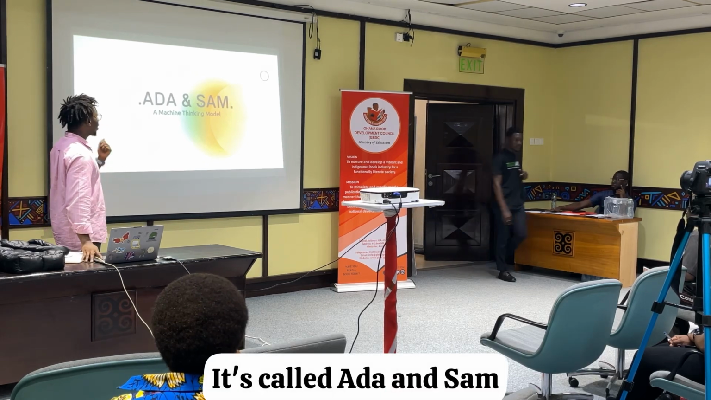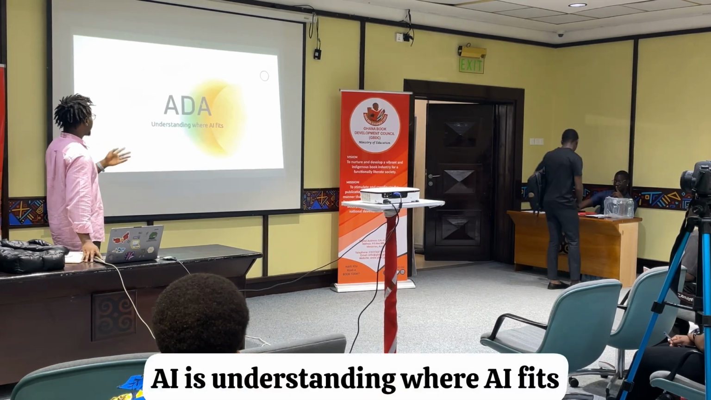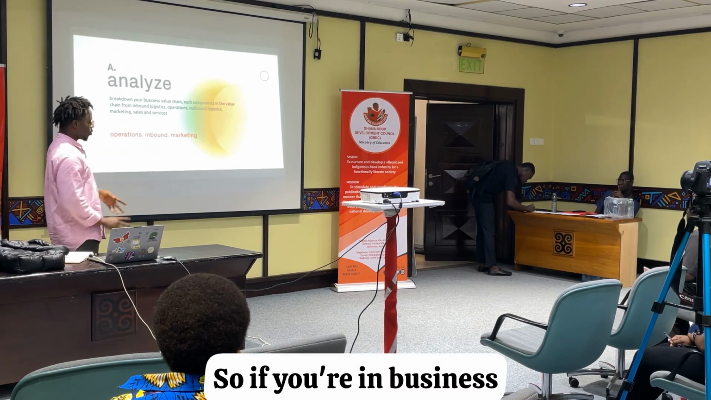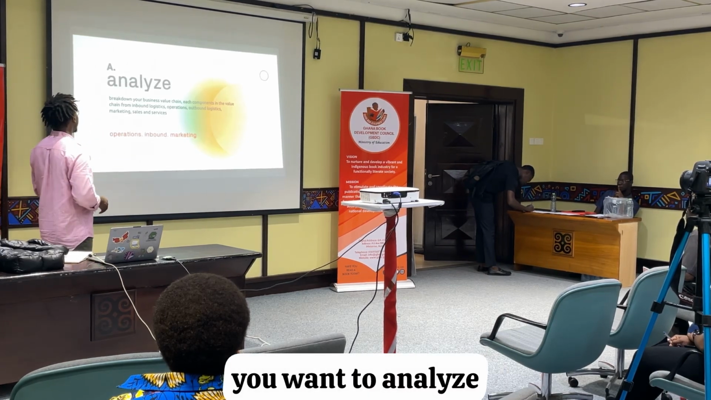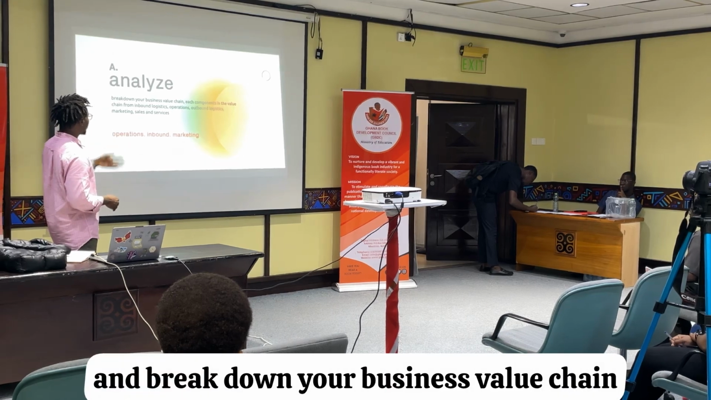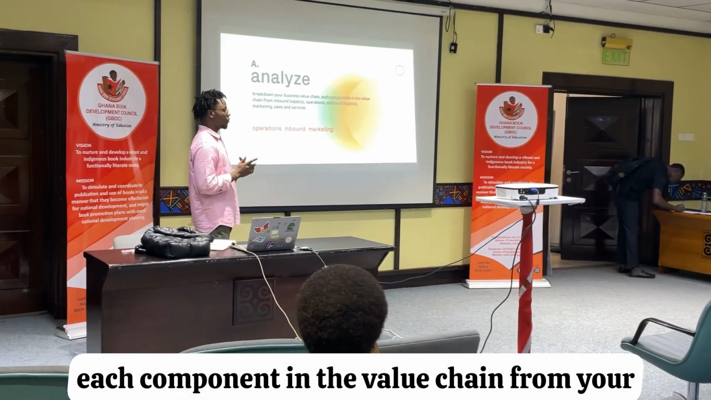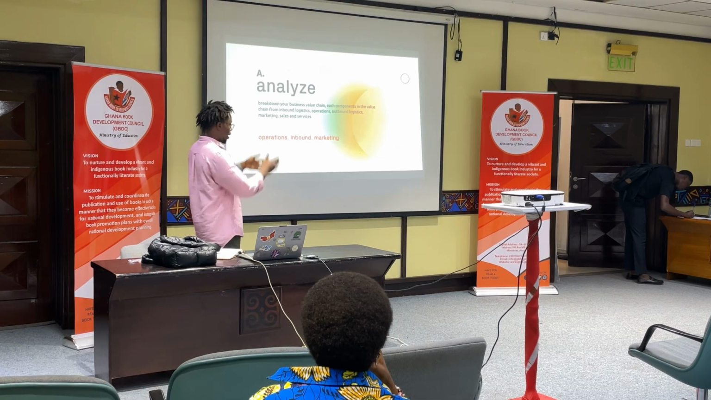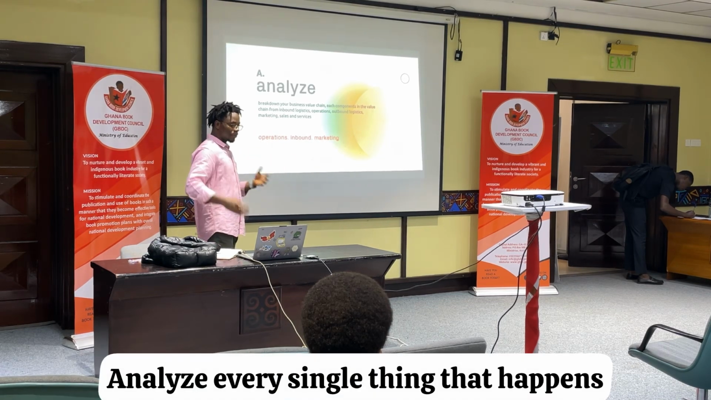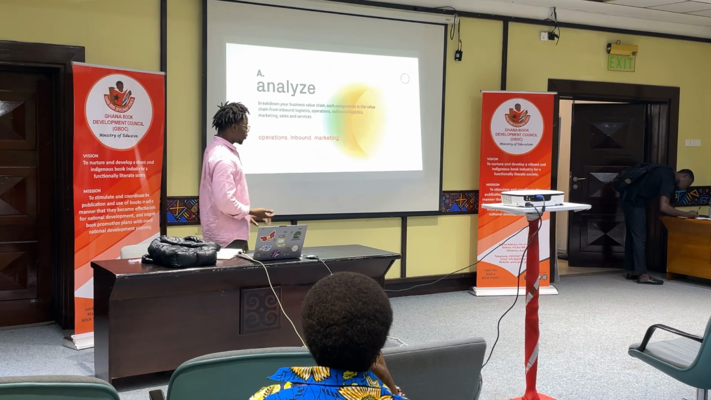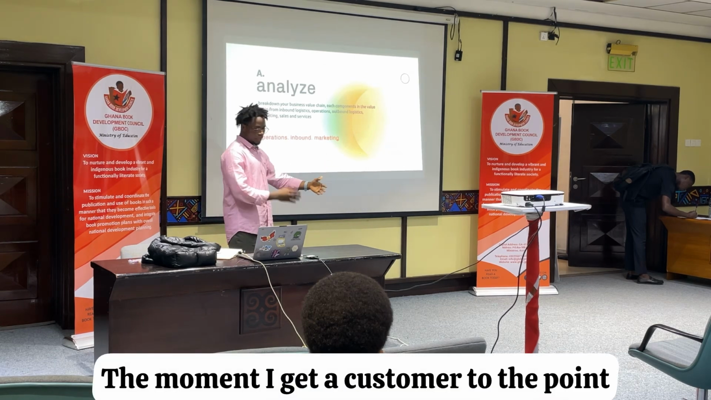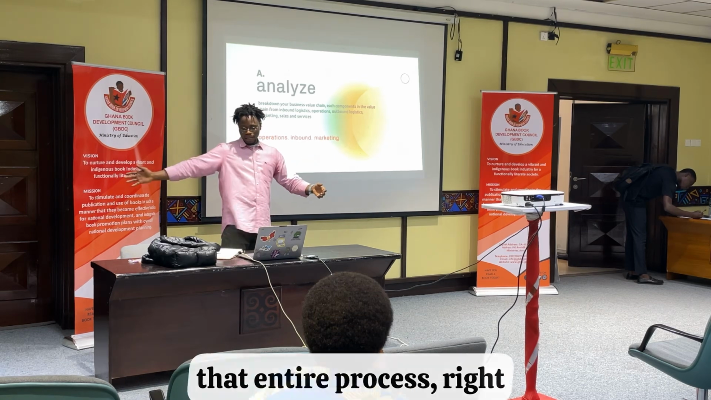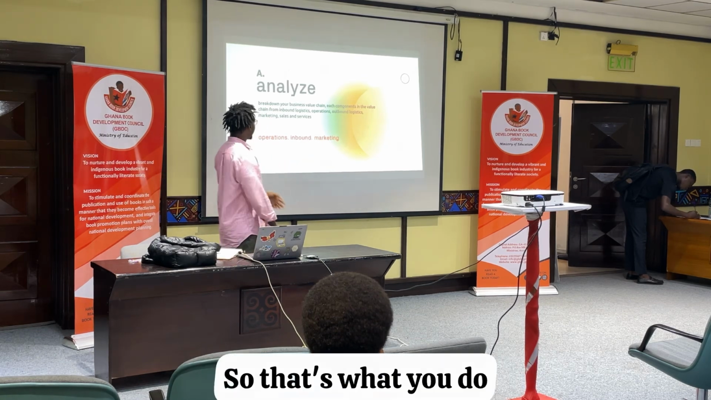It's called ADA and SAM, right? ADA is understanding where AI fits. You start with analyze. So if you're in business, you want to analyze and break down your business value chain, each component in the value chain, from your inbound logistics, operations, marketing, and sales. Analyze every single thing that happens. Let's say I'm a publisher. The moment I get a customer to the point where I deliver to the customer, what is involved in that entire process, right?